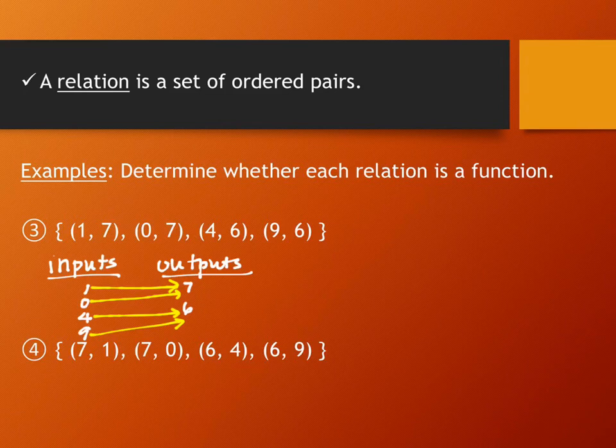What's the output for 1? 7. It has one output, 7. What's the output for 4? 6. It has only one output. What's the output for 0? 7. It has only one output. What's the output for 9? 6. It has only one output. Each input goes to only one output. So this one is a function.